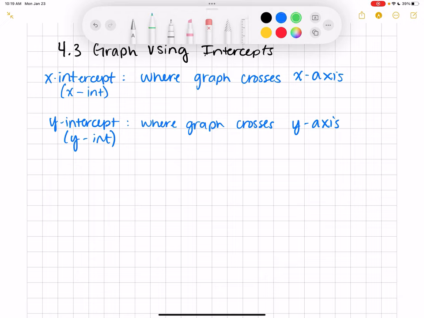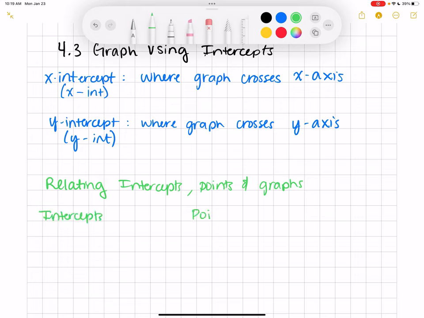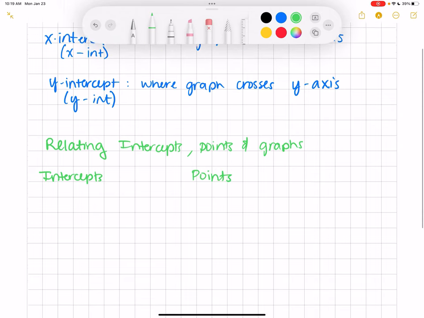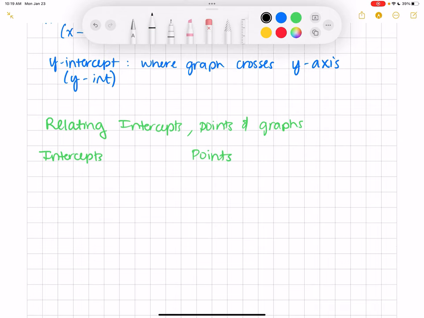So then relating intercepts, points, and graphs. This will be another way to write what I've already written up there. I'm going to do a column for intercepts, then one for points, and then I'll show a picture of the graph over here on the side. I'll set it up and then fill it in a minute.